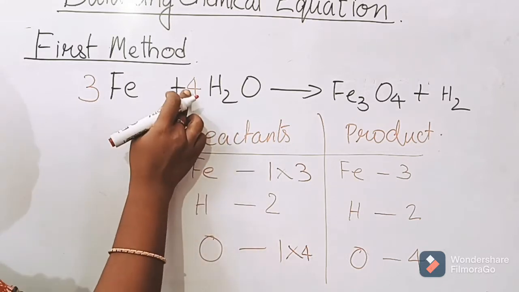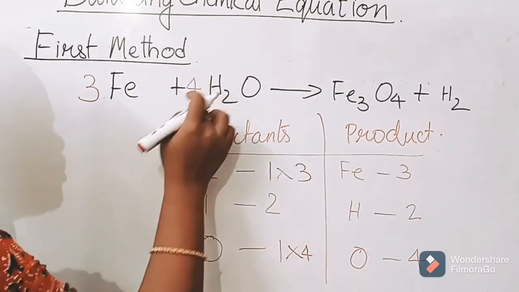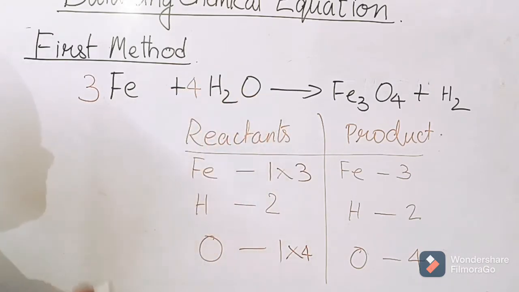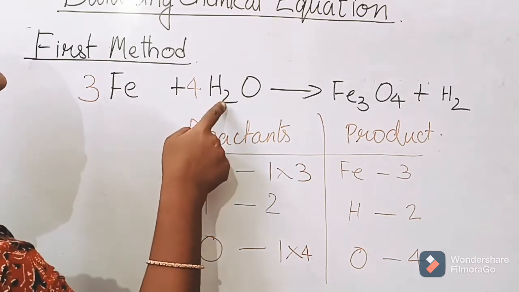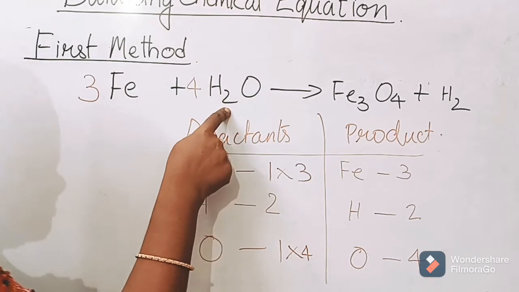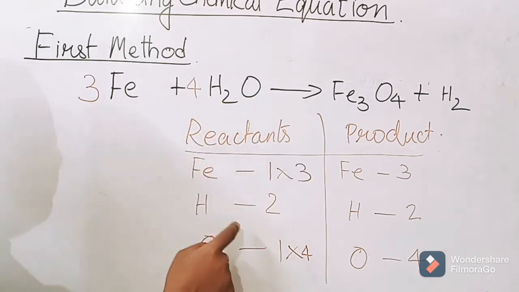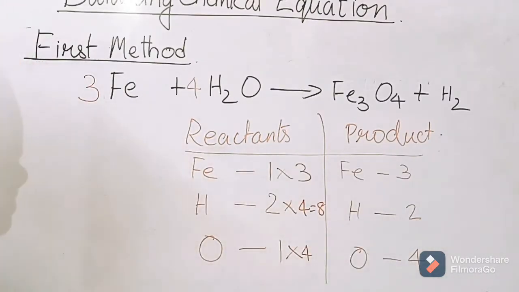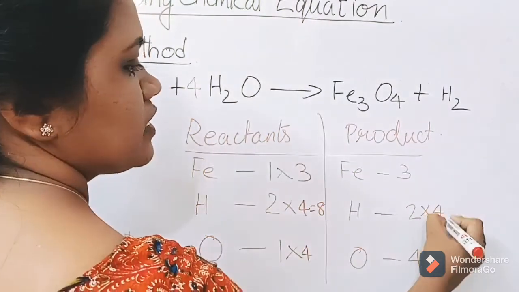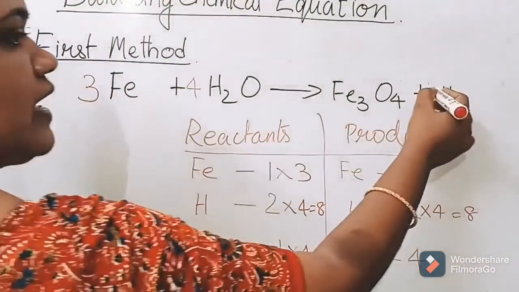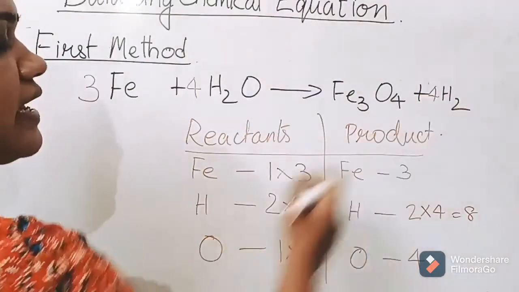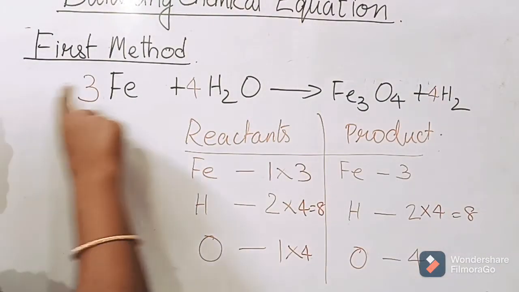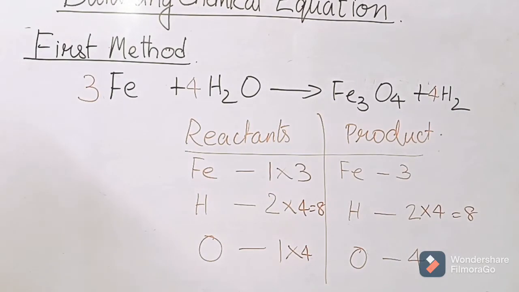Hydrogen. See, 4 into 2. When we write a coefficient on the left hand side of an atom, we will multiply the number of atoms with the coefficient. So when we multiply the hydrogen atom, there are 2 hydrogen atoms here. When we multiply 2 into 4, we will get 8. But on the product side, there is only 2 hydrogen atoms. So we will multiply here 4. So we will get 8. And we will put the 4 here. Now the hydrogen atom on the product side is also balanced. Now the equation is balanced chemical equation.